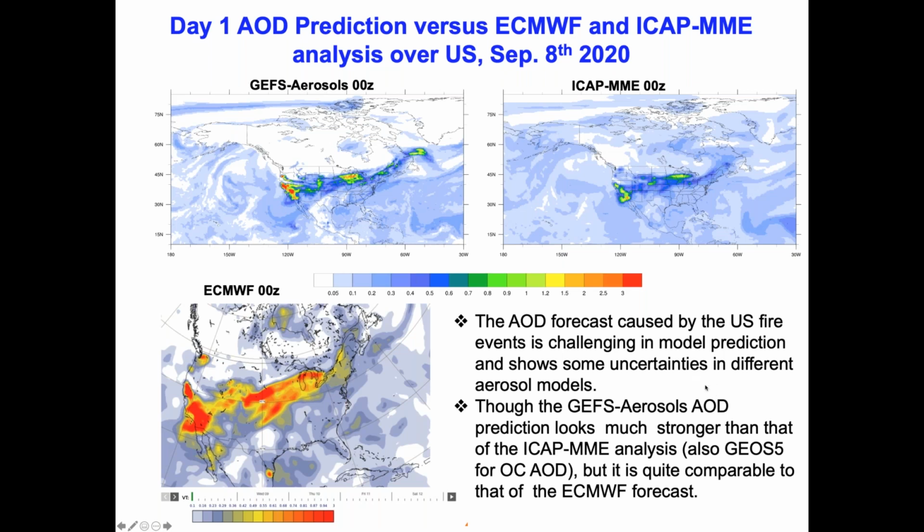So we can see that the AOD forecast caused by the United fire event is really challenging for the model prediction. The GEFS aerosol, even though it is much higher than the ICAP analysis data, the prediction looks quite strong. However, it's quite comparable to that of the ECMWF result here.